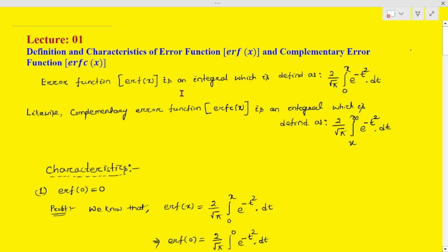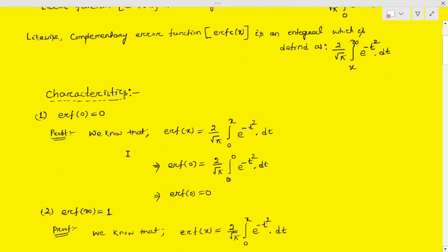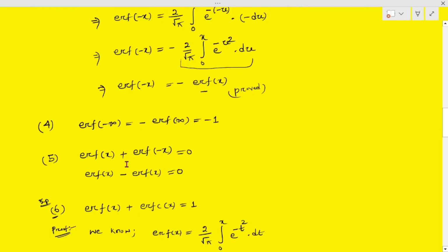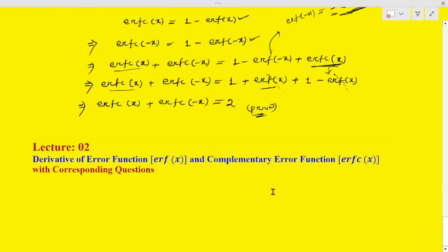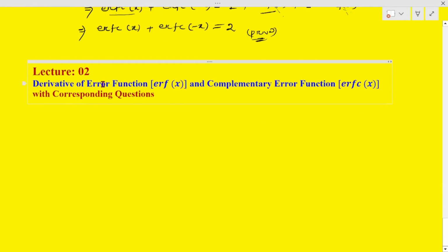These things we already discussed in lecture number 1. The error function is represented as 2 by root pi, integral from 0 to x of e to the power minus t square dt, and the complementary error function is represented as 2 by root pi, integral from x to infinity of e to the power minus t square dt. We discussed 7 characteristics in detail in our last class. In this class we are going to discuss the derivative of error function and complementary error function with corresponding questions.